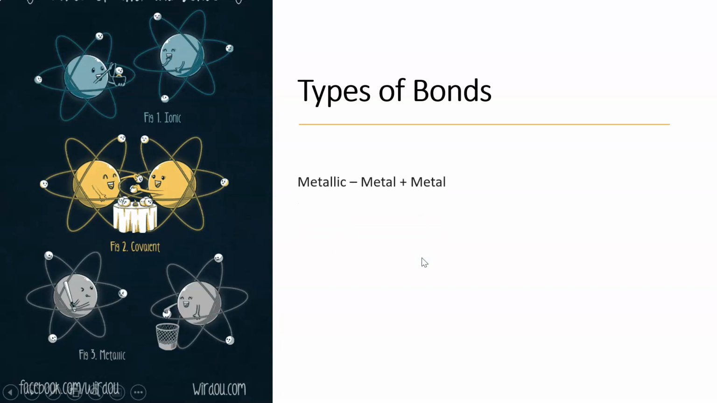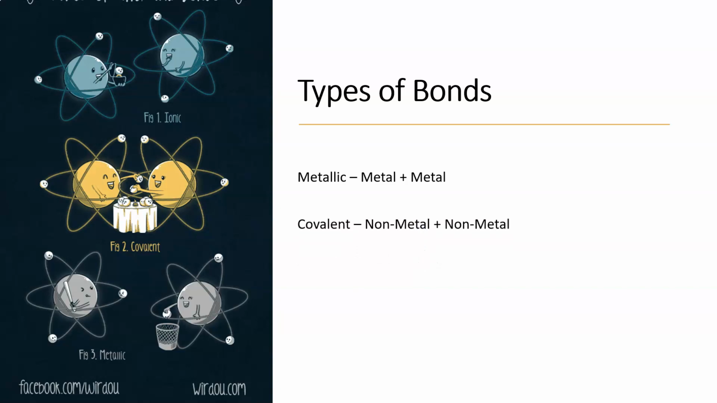So we've got our three types of bonding, remember? We've got our metallic bonds, which is where a metal bonds with a metal. We've got our covalent bond, where a non-metal bonds with a non-metal, and we have our ionic bonds, which are metal and non-metal. When you look at these, we've got our ionic bond, where our metal is giving the non-metal the electrons. We've got our covalent bond where they're sharing electrons, and our metallic bond where neither of them has the electron, it is free between them.